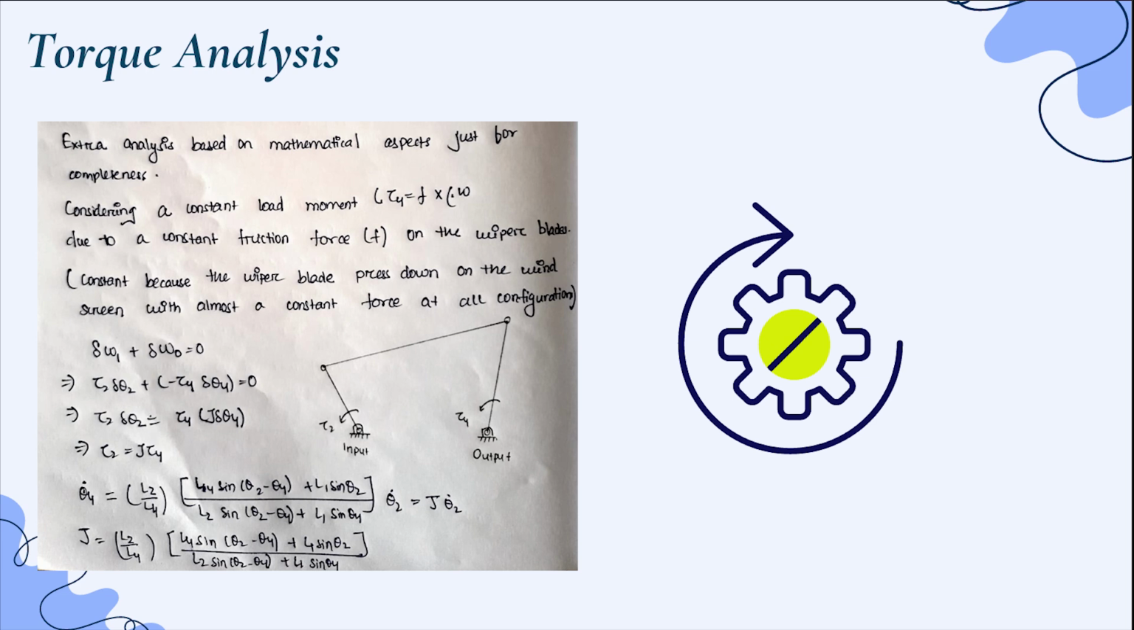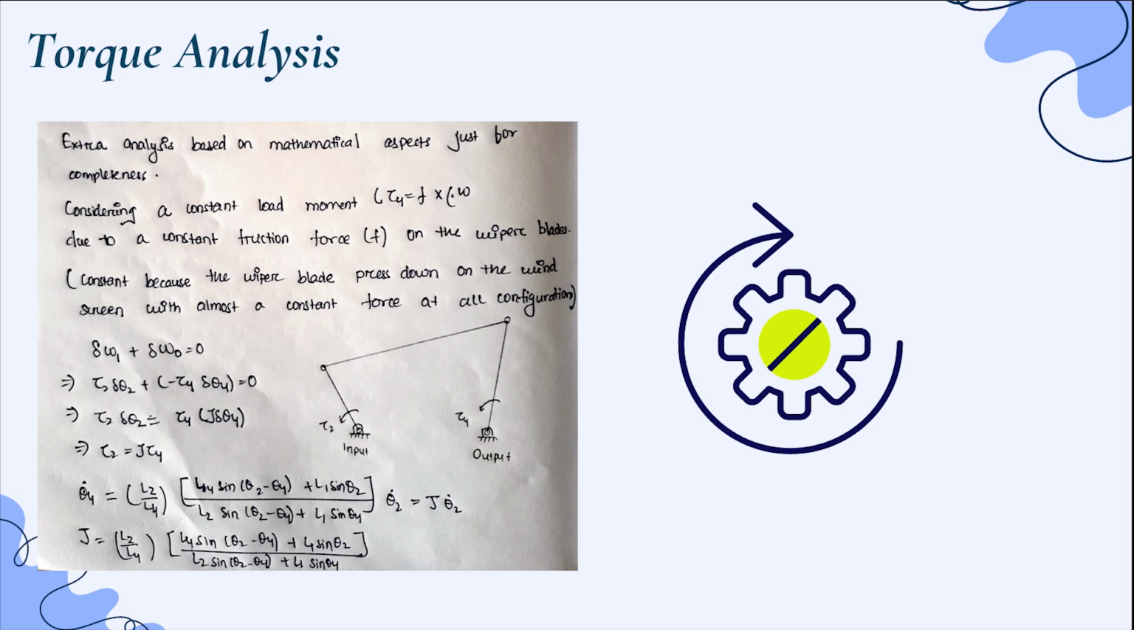Now going further, I'd like to analyze the torque requirement using the principle of virtual work, where the input torque and the output torque are related through the same Jacobian J. Now consider a constant load movement, constant because the wiper blade presses down on the windscreen with almost a constant force at all configurations.